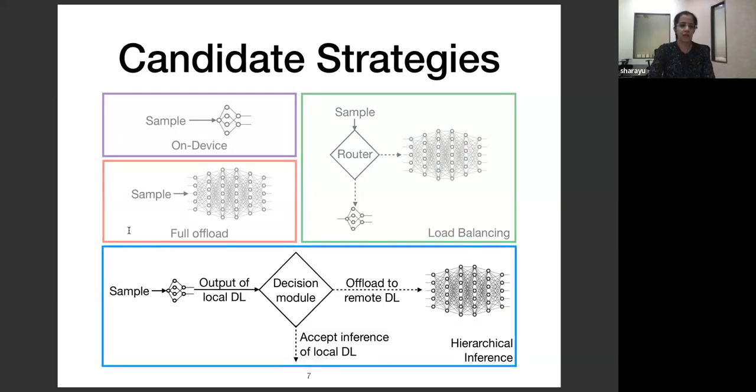Finally, the focus of this work is on the idea of hierarchical inference. Under hierarchical inference, for every sample, inference is first performed using the local model. Following this, depending on the output of the local model, if the decision module concludes that this inference is likely to be incorrect, then that sample is offloaded to the remote server for inference using the remote model. Now, this remote model is on an edge or a cloud server.